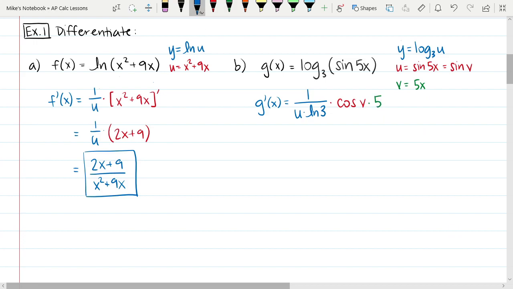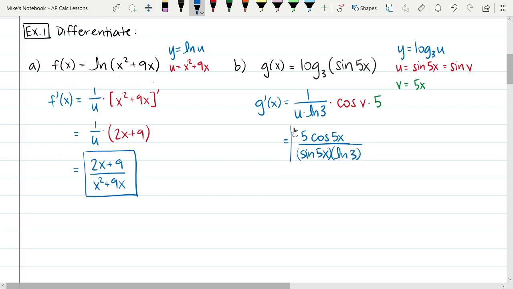All right, so now we just have to substitute back in for our u and our v and simplify, clean things up just a little bit. So this is going to turn into 5 times the cosine of v, which is really, sorry, v is 5x. So I have 5 cosine of 5x over, remember our u is the sine of 5x. But then that still is getting multiplied by the natural log of 3.